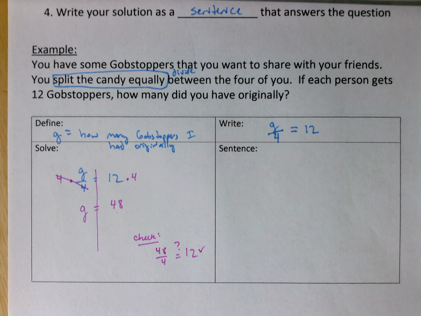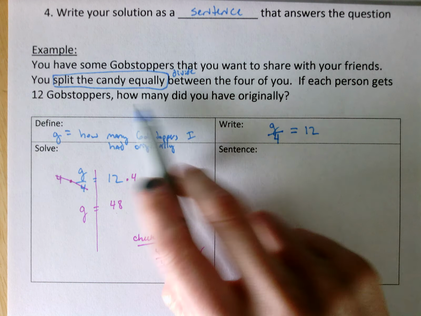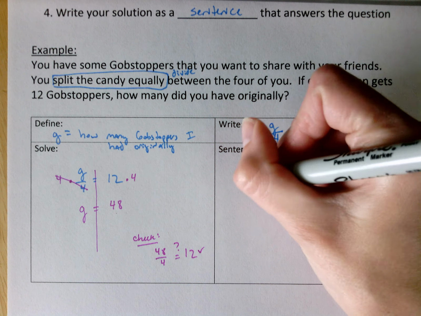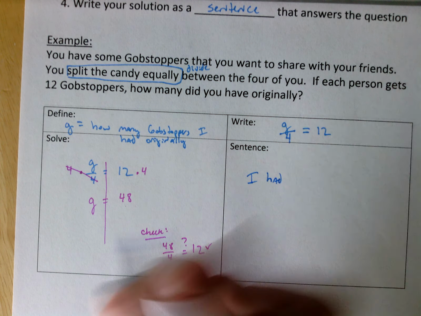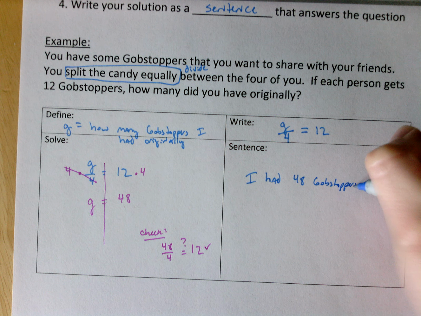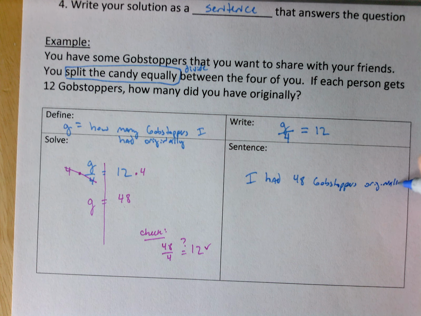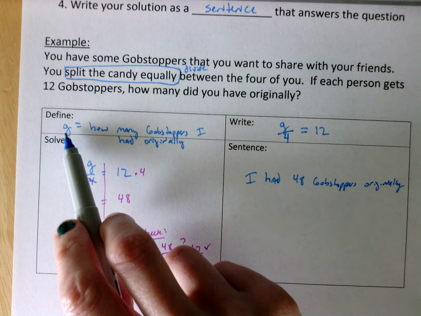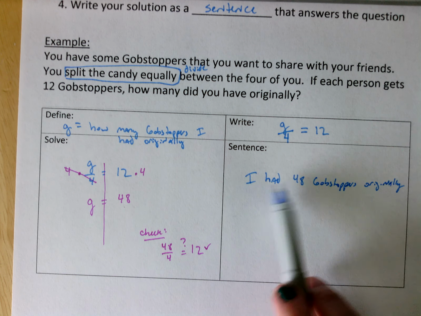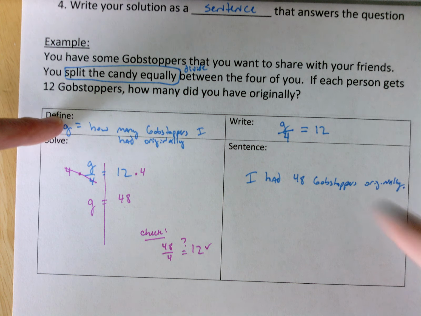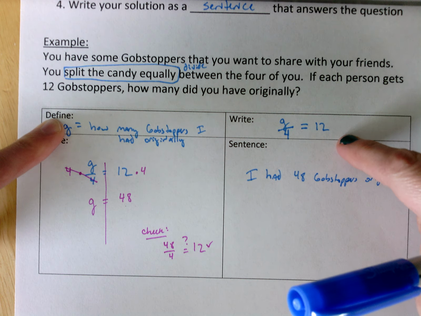Last but not least, we are going to write a sentence answering the question. The question was, how many gobstoppers did you have originally? So my sentence is going to be, I had 48 gobstoppers originally. You can either pull that from your question or go back to what you defined your variable as. You said that G was how many gobstoppers you had originally. So my sentence is, I had 48 gobstoppers originally. This part, super easy. This part's the part that's a little bit tricky.